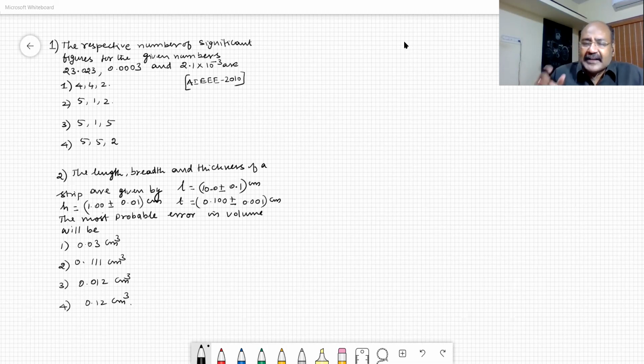So put a separate notebook and copy the question paper and try to work it out along with me so that you are able to get the answer. So let us move on to the questions.